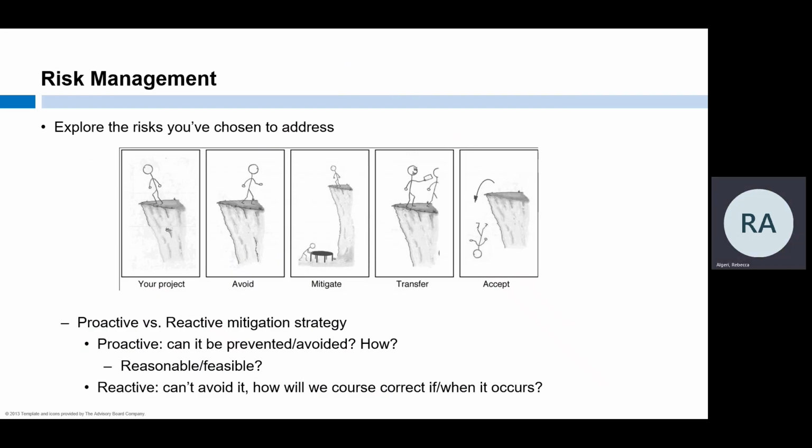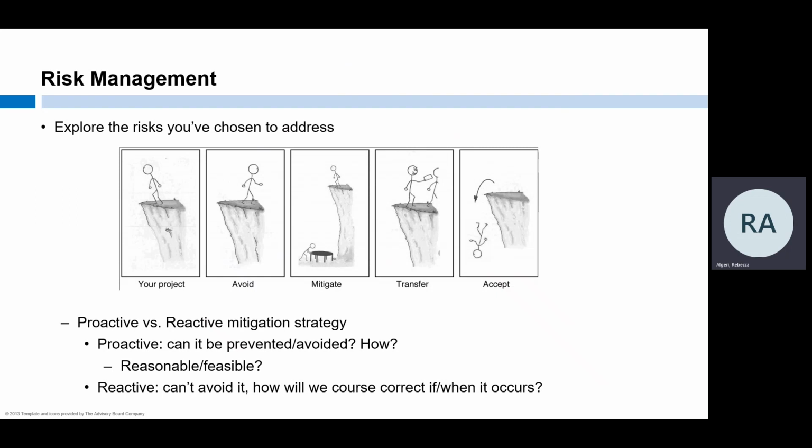This familiar graphic used in Series 1 illustrates some examples of risk management strategies. We've reached a cliff in our project and need to decide how we're going to get down. We can avoid dealing directly with the cliff by going in another direction. We could break our fall with a trampoline. We could get someone else to take the jump for us, or we can accept it and hope for the best.